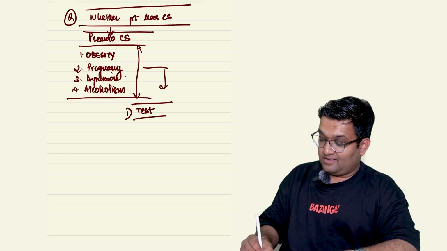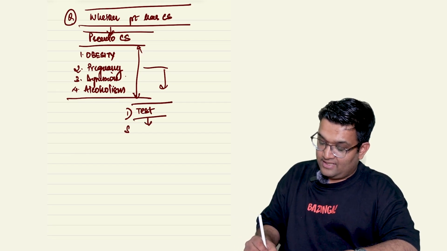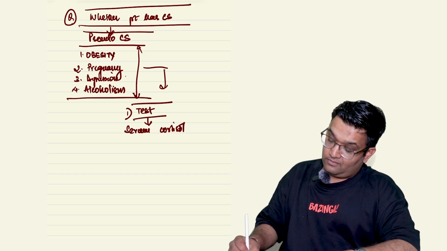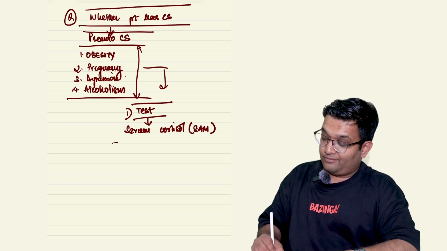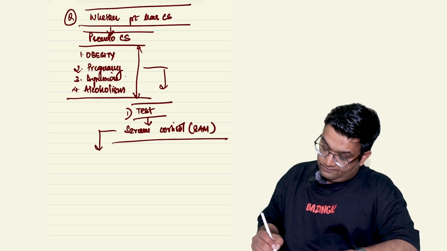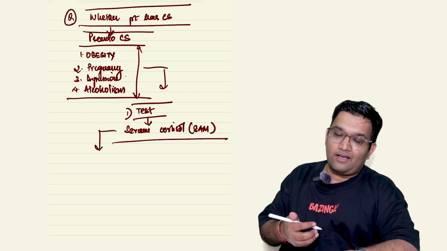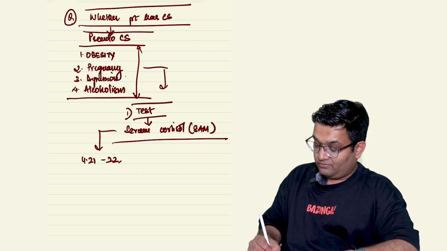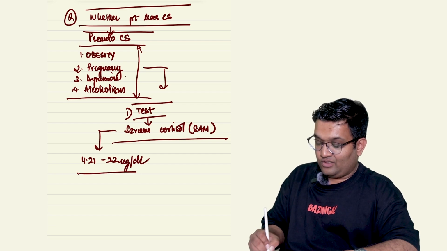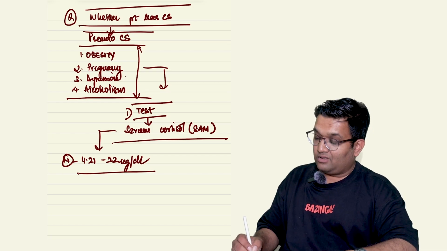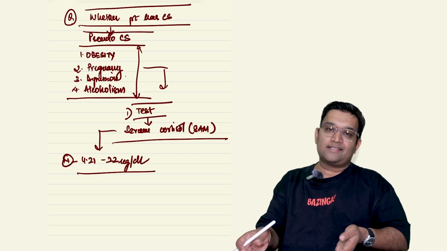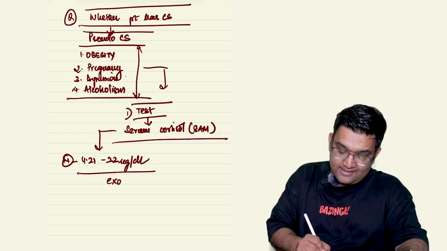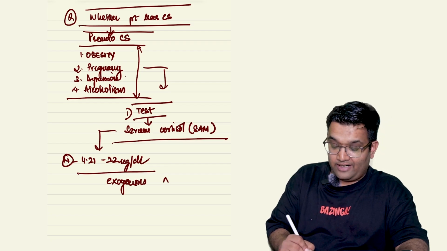What is the first test? The first test is serum cortisol at 8 a.m. The normal, for example in our lab, is 4.21 to 22 microgram per deciliter. This is the normal value. What we always assess when we look for serum cortisol is whether the disease is exogenous or endogenous.